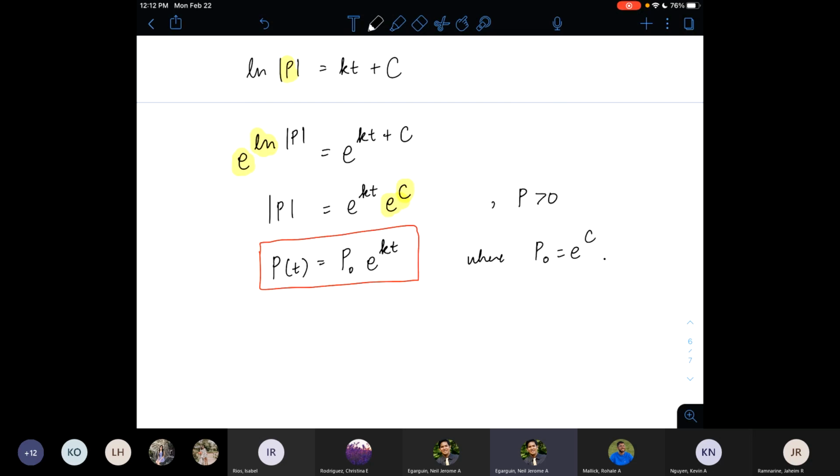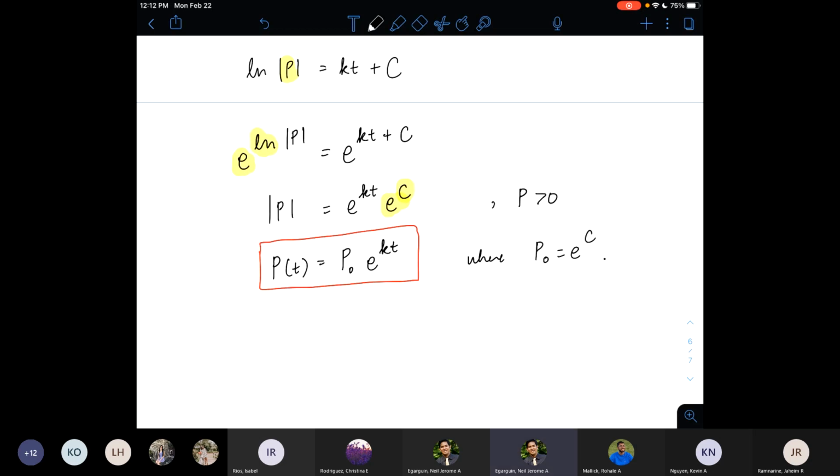So any quantity that changes proportional to the amount of material present is modeled by this equation, the exponential growth or decay model. It's an exponential growth model if k is positive, and it's an exponential decay model if k is negative. All right.